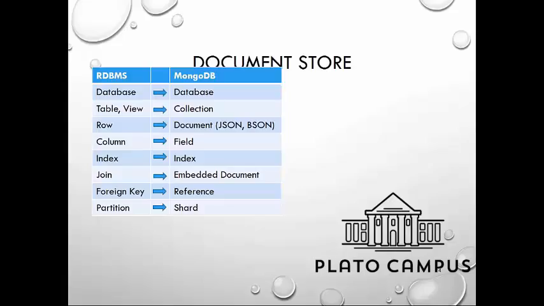Foreign key is the concept of a particular key from another table. In RDBMS, suppose in a particular table I keep a foreign key, which is the primary key of another table where there is a relation between the two tables. The same thing here comes with reference. And whatever we call partition in the RDBMS, here it is called sharding.